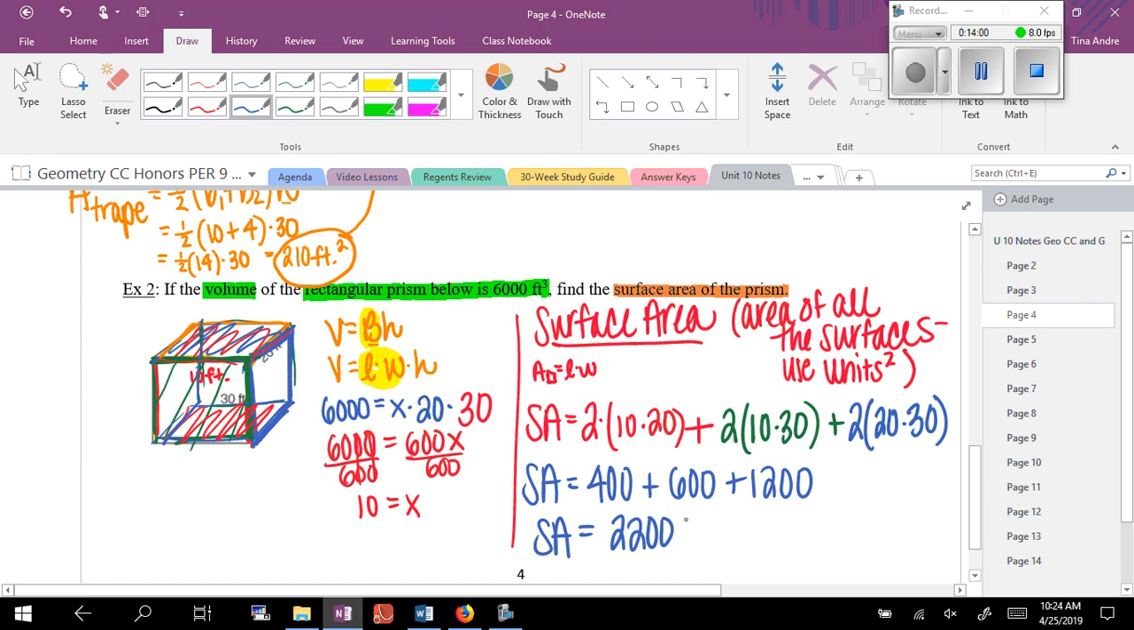And again, that's going to be whatever the units are squared. So in this case, feet squared, because we're talking about area. So you really only ever multiplied feet times feet. So that's why it's not cubic feet.